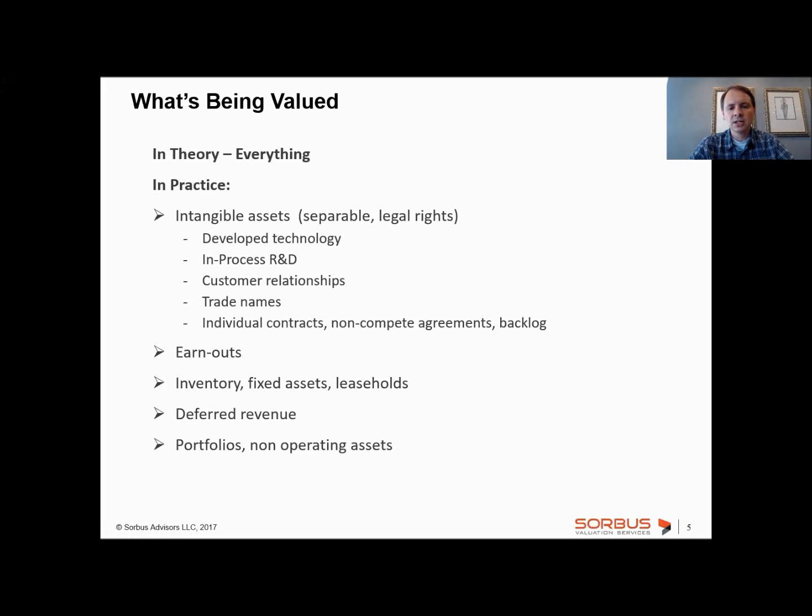So technology, customer relationships, contracts, trade names have to be valued. Earnouts is another area, and this is actually a liability that you will place on your balance sheet if you allowed for an earnout in your purchase agreement. That also has to be valued and it's not straightforward. We'll talk about it. Depending on what you're acquiring, inventory and fixed assets may require a brand new greenfield approach to the valuation.